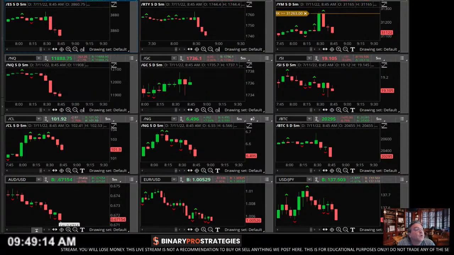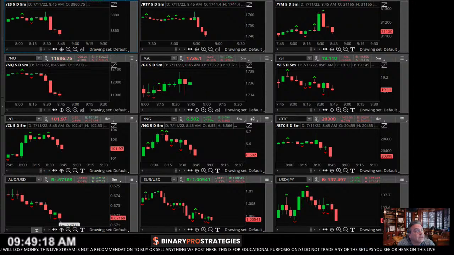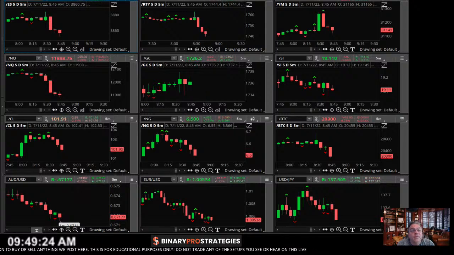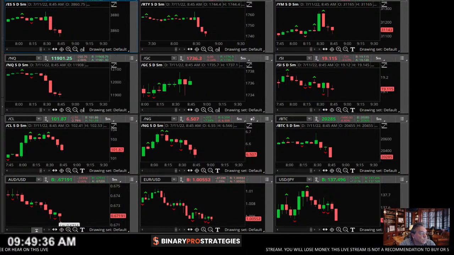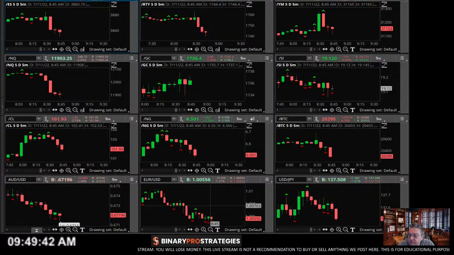All right, so mini Dow just hit its target. Out of that short mini Dow. Euro still short on that double. Getting ready to get out here in about 30 seconds. I'm going to go ahead and get out of this Euro US. Once again, that's a double.